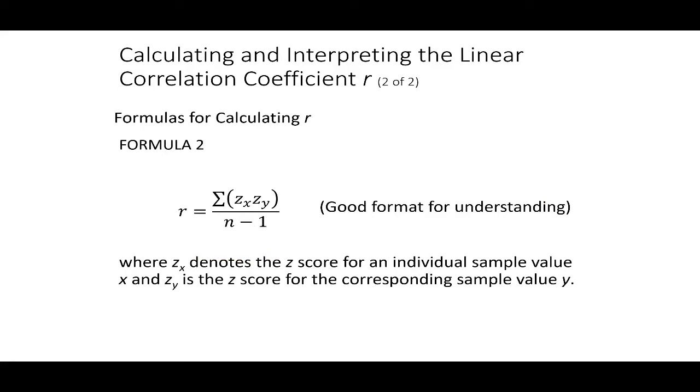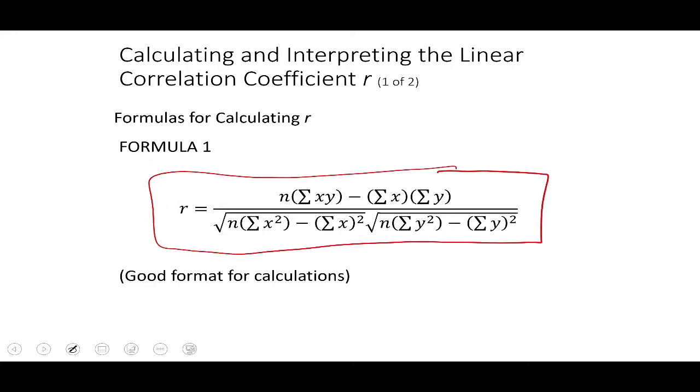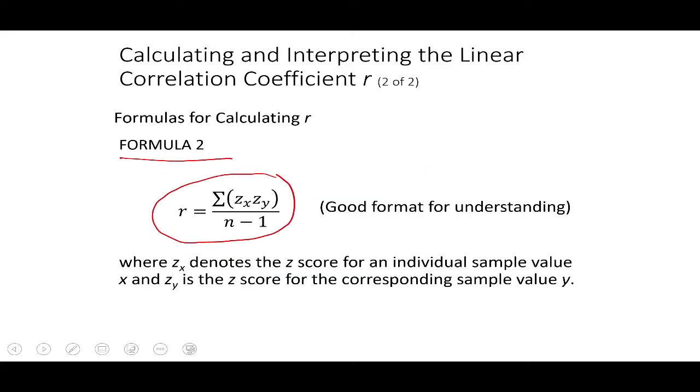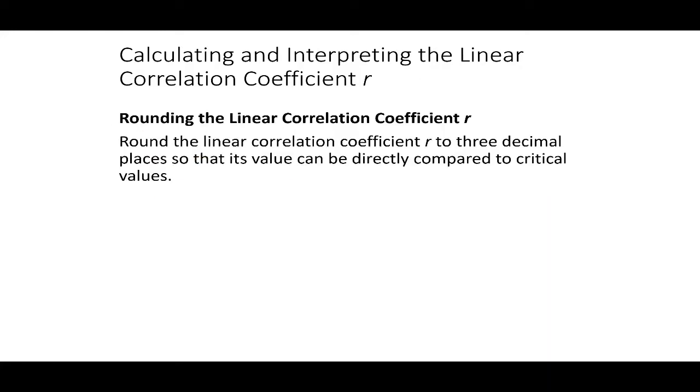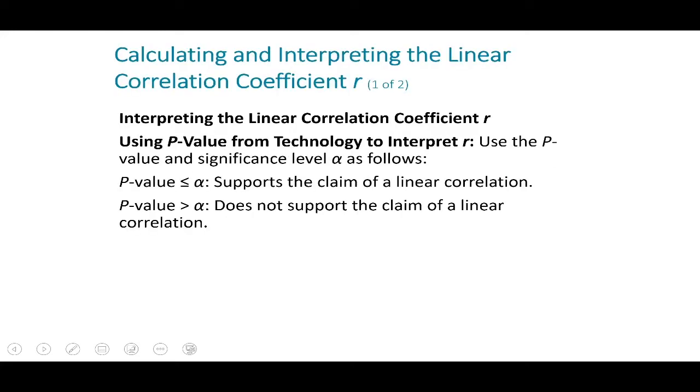There is another form of the very same formula using the z-score. We denote z of x as the z-score for an individual data x, and z of y as the z-score for the individual data y. Both of them calculate the linear correlation coefficient, but we're going to use technology like StatCrunch. For rounding, after finding the value of r, round it to 3 decimal places, and eventually, like before, we have to compare.